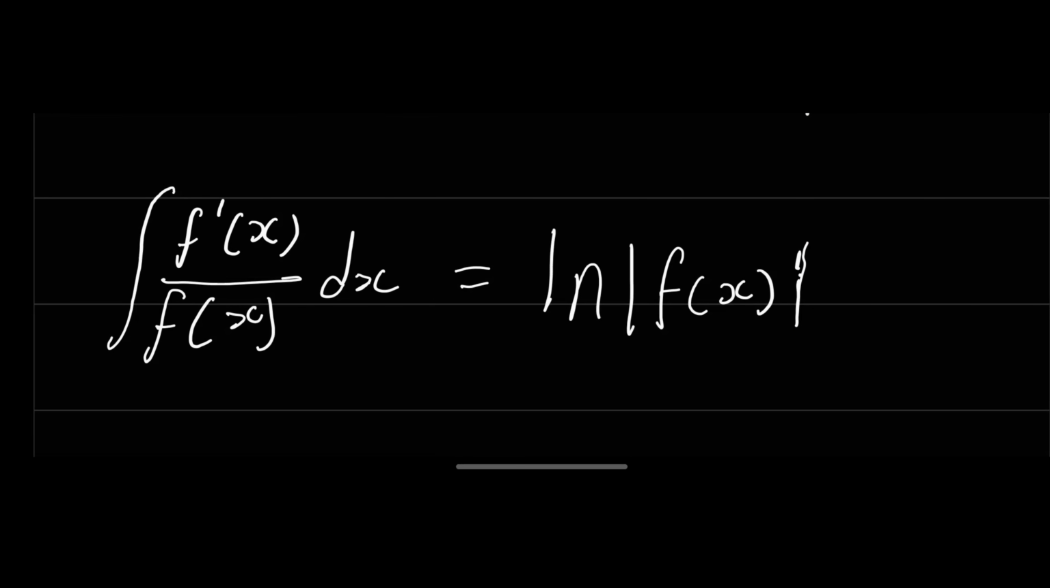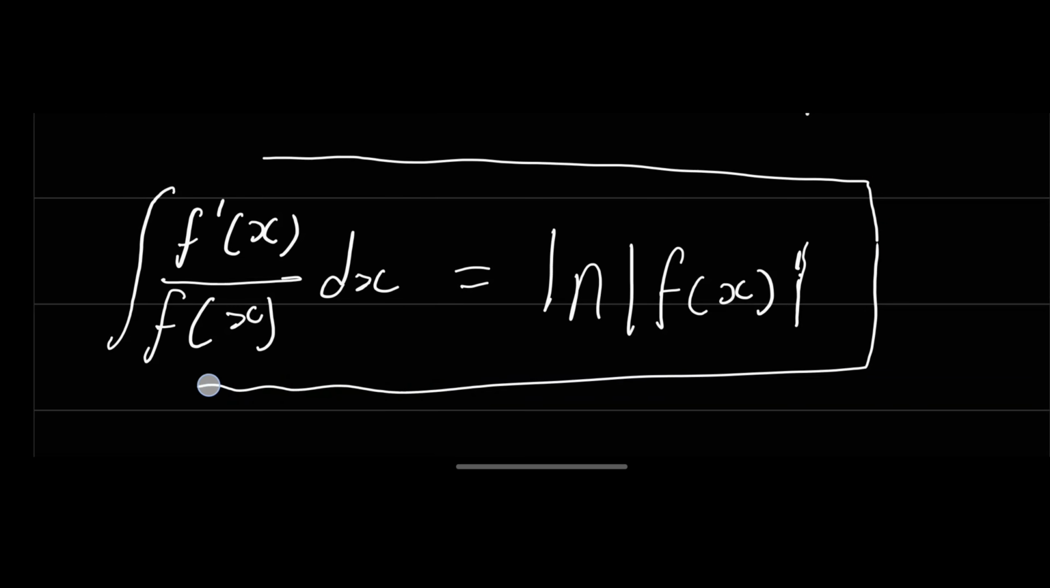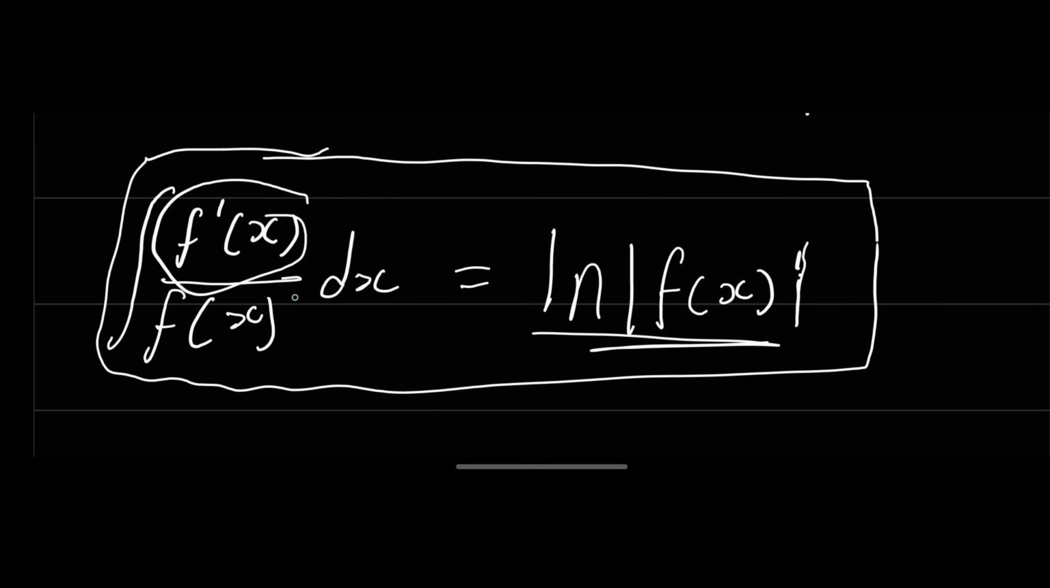And this is what you have to know. This is by definition the integral of functions of this form. So when you see a function and you are wondering whether it's a natural log, and it's a rational function like this, check whether the numerator is the differential of the denominator. And if it is, then you can just conclude that the integral of such a rational function is the natural log of the absolute value of the denominator, which is the function itself.